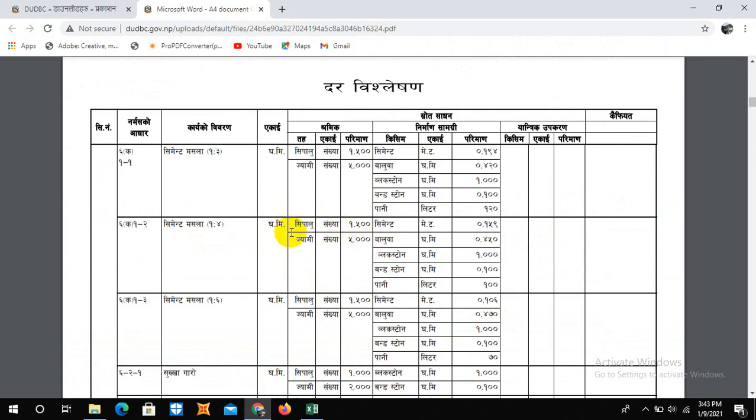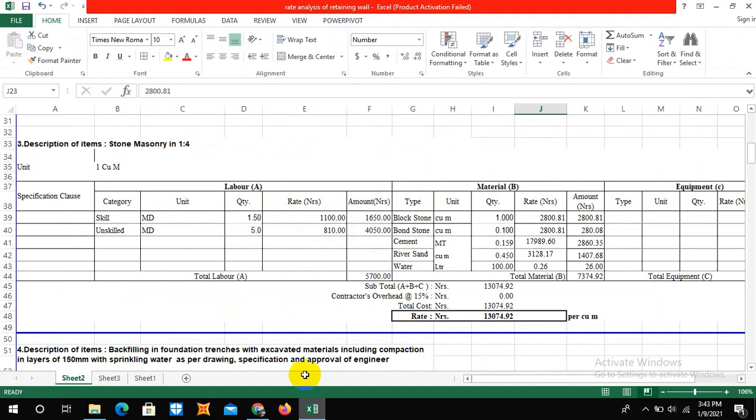These are the labors required for 1:4 work of retaining wall, and its unit is in cubic meter. So for 1 cubic meter of stone masonry work we need 1.5 skilled manpower and 5 unskilled, and similarly after multiplying it by rate we will get the desired amount.